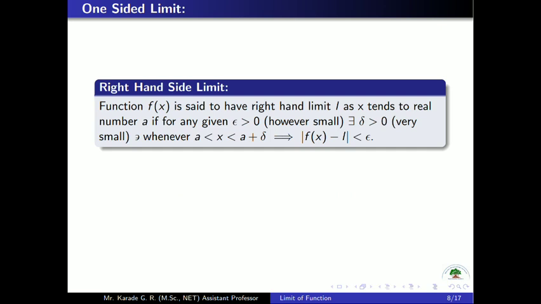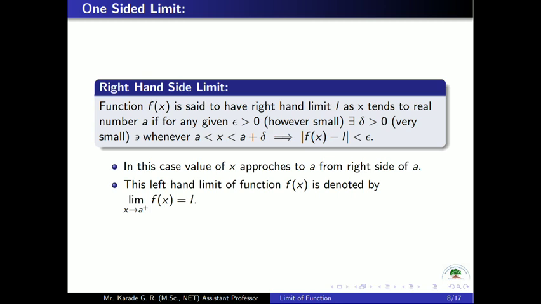So we say that the functional values, or values of function f of x, approach towards the real number L if x approaches towards a from the right hand side of a on the real line. So this is the geometrical meaning, and in this case values of x approach a from the right hand side of a. This right hand limit of function f of x is denoted by limit of f of x as x extends to a plus is equal to L.